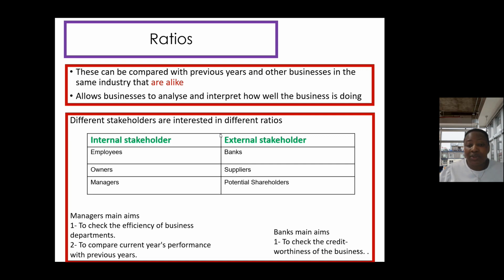How are we doing compared to other businesses within this industry? That type of information is what managers will be interested in, and that's why we need to prepare ratios. Other users, external users, for example the bank, want to know how this business is faring. Are they creditworthy? If we extend credit facilities to them, would they be able to repay?